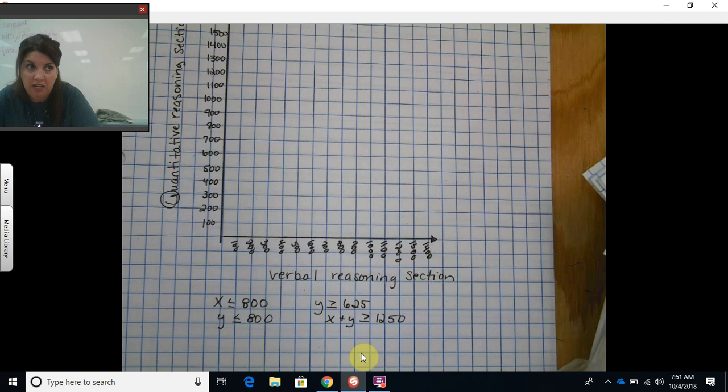Okay? Now we do have 4 different things to put on the same graph. So you want to be very neat about it so that you know what's going on, because we're going to have 4 different shadings to do. And I'm using 4 different colors, highlighters. You can use a pencil, but when you just use one color and you have 4 things to shade, it can be kind of confusing. You know what I mean?